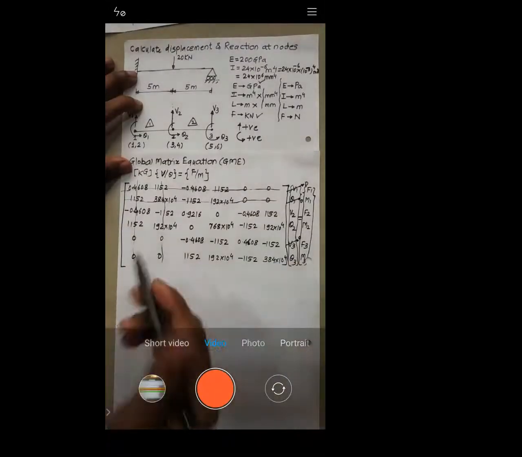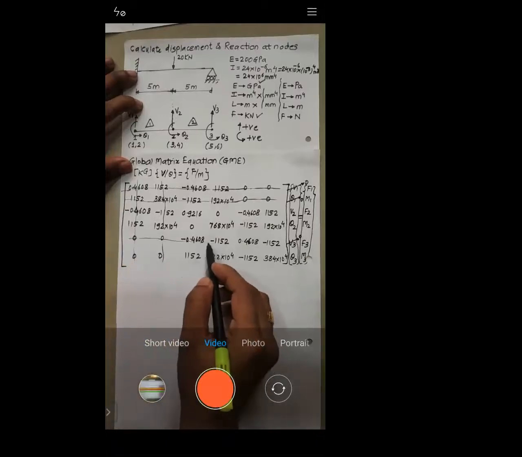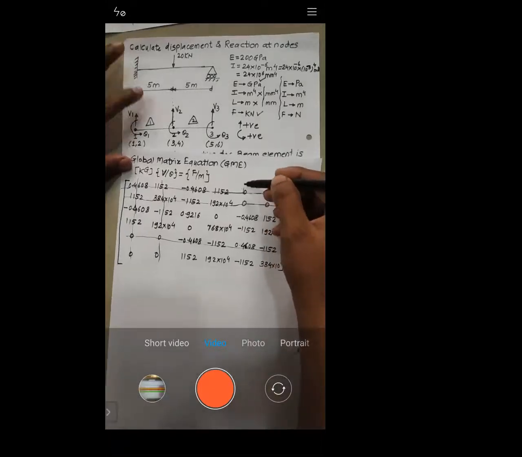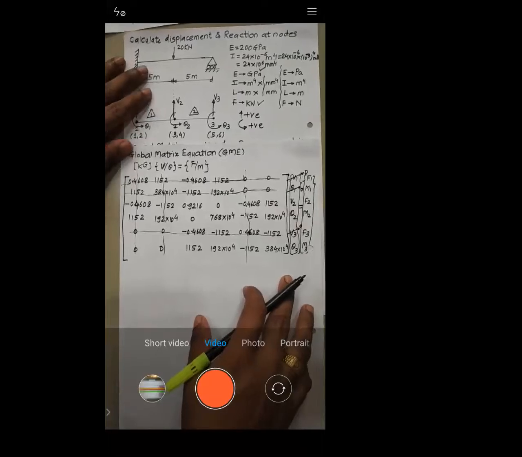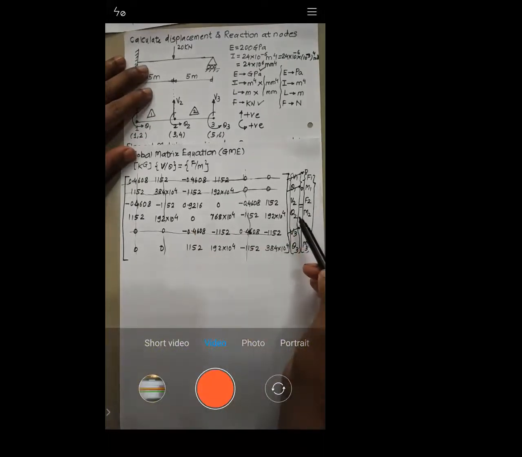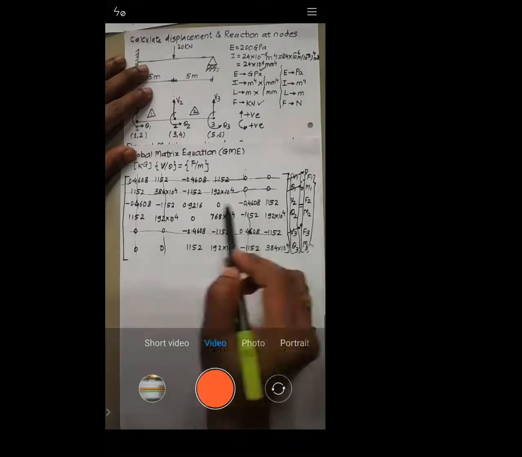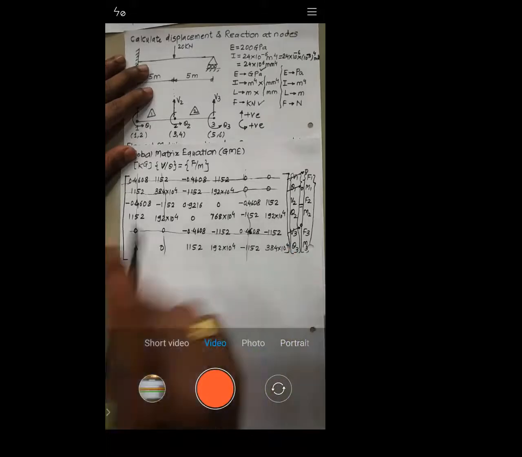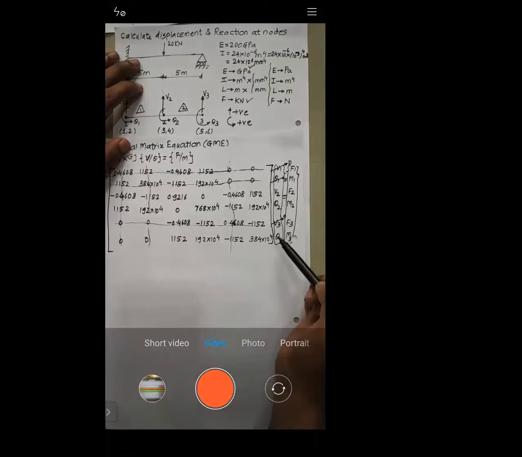Next, V3 is 0. So what happens? The fifth row and the fifth column get cancelled. So what is remaining? You have 3 equations with 3 unknowns, that is V2, theta 2 and theta 3. These are the terms, this 0.768 into 10 to the power 4, this one, and this. These are the terms with the unknowns V2, theta 2, theta 3.